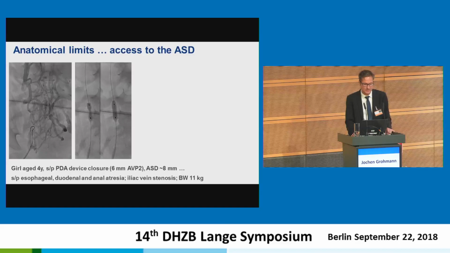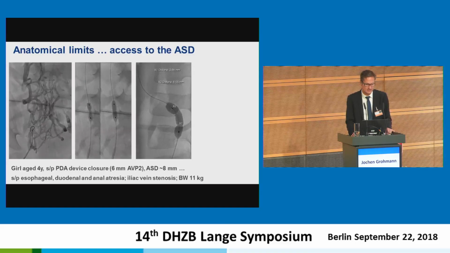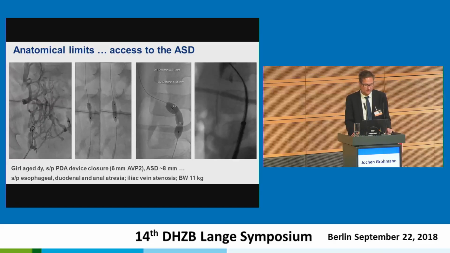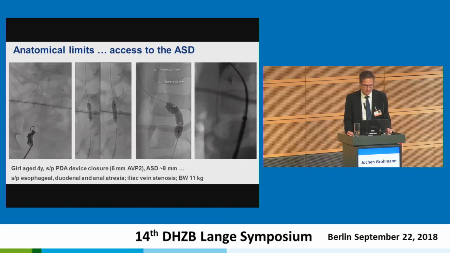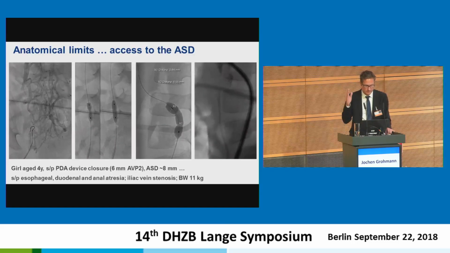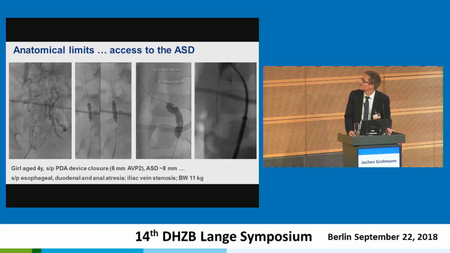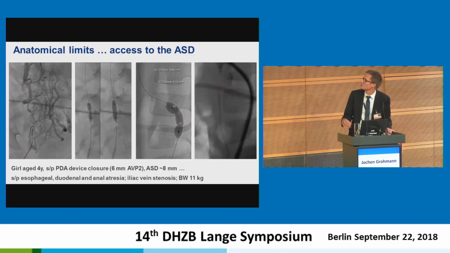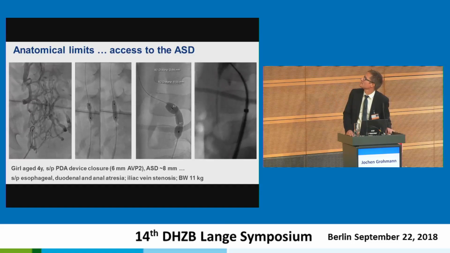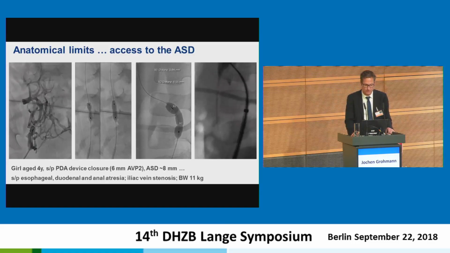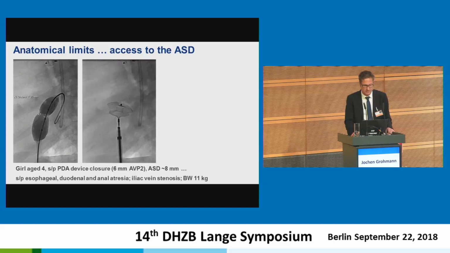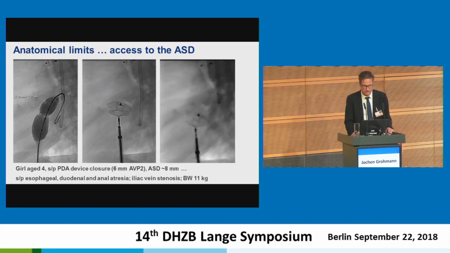This is a typical example of difficulties to get access. A girl here, aged 4 years, with a long hospital stay in the beginning due to esophageal, duodenal, and anal atresia. Iliac vein stenosis from central venous lines was the reason, and it was possible to get up to the heart. Cutting balloons were used, and finally a balloon that dilated the vessel to bring up a long sheath, sizing the defect and implantation of, in this case, an Amplatzer device.